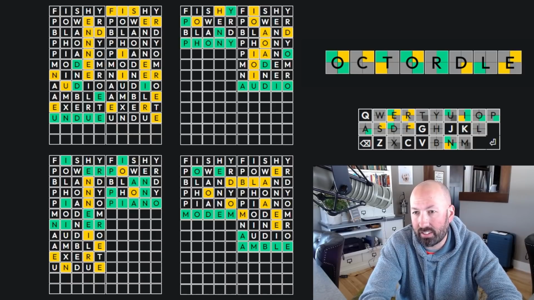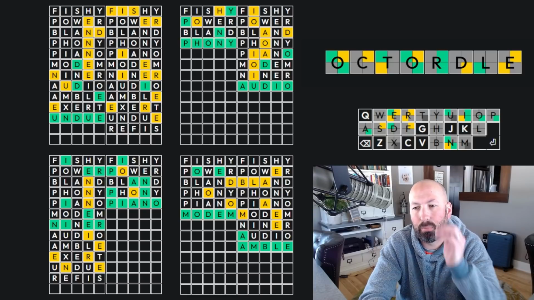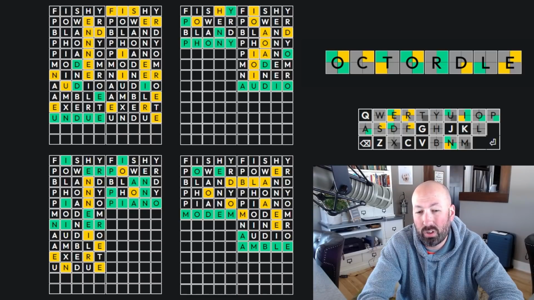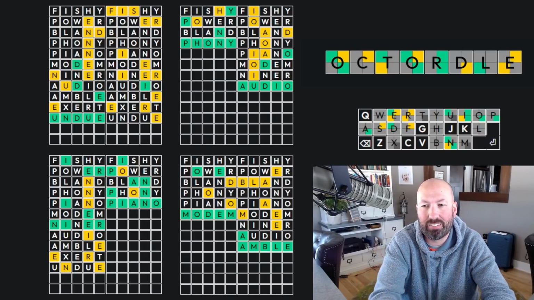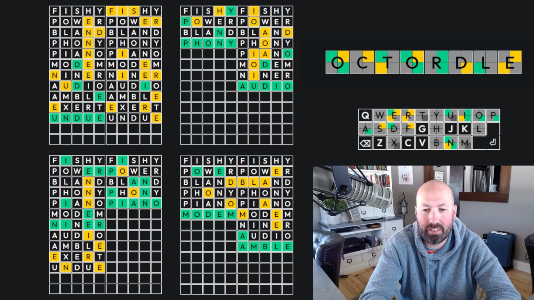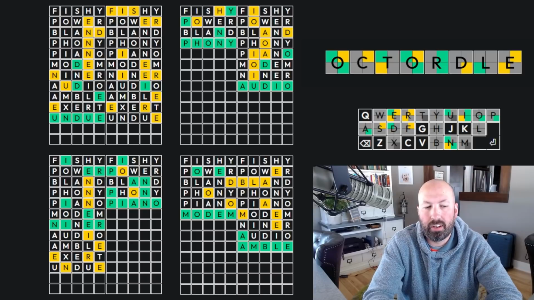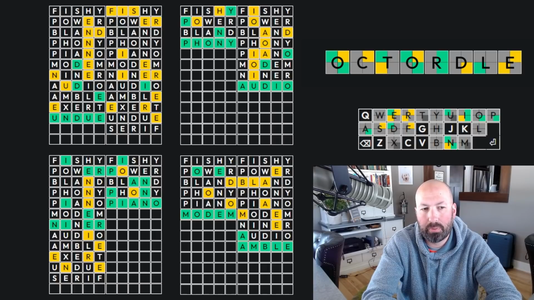If the S is at the end, then it's refis. Oh, refies? That's an abbreviation. Oh, apparently that's an acceptable word though. Refies, I don't like that, because that's kind of an abbreviation. It's like a short version of refinances, I believe. But it looks like maybe it accepts that. All right, well, I don't like refis, so I'm gonna go with serif. I hope that's right. Okay, good.